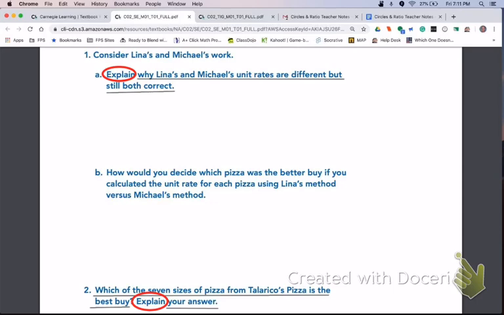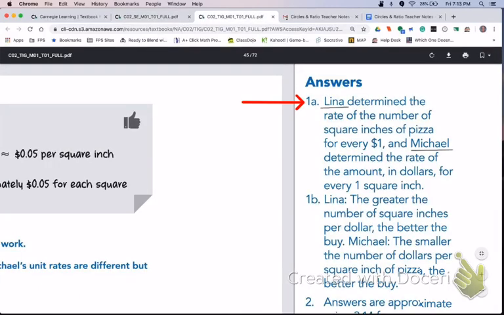Please turn to page 27. Answer number 1 and 2 with your group. For number 1, letter A, Lena determined the rate of the number of square inches of pizza for every dollar. Michael determined the rate of the amount in dollars for every 1 square inch. For number 1, letter B, using Lena's strategy, the greater the number of square inches per dollar, the better the buy. Using Michael's strategy, the smaller the number of dollars per square inch of pizza, the better the buy.